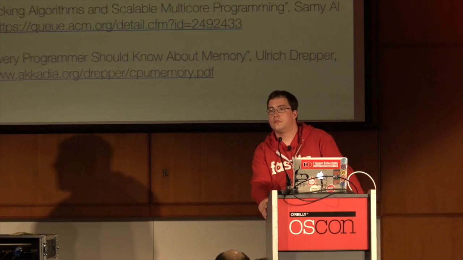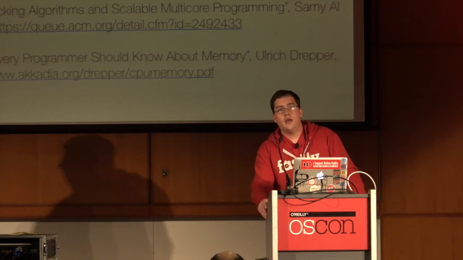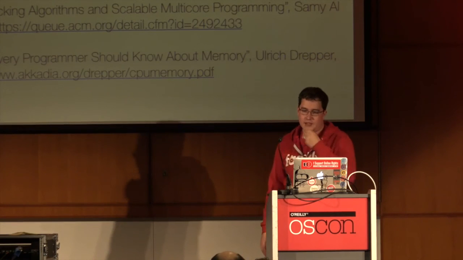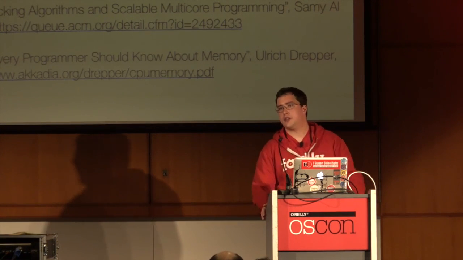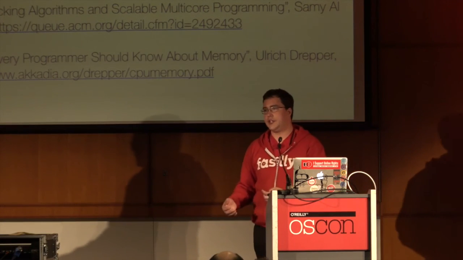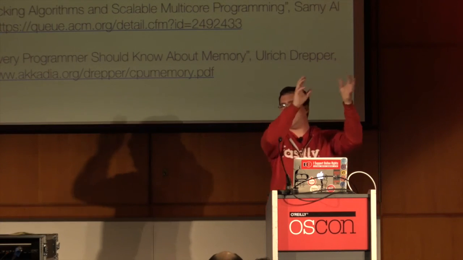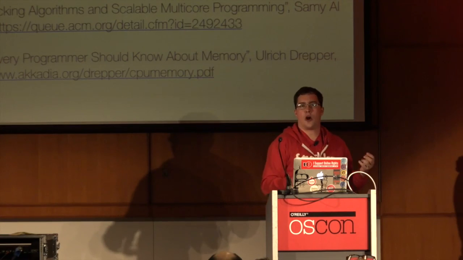Yes? In this implementation, double-width CAS is required. So that's a good point because it's not always available. Other processors don't even implement compare and swap. They implement something called load-link store-conditional. You can implement compare and swap in terms of LL/SC and LL/SC in terms of compare and swap. So they're similar interfaces, but there are other problems with that.